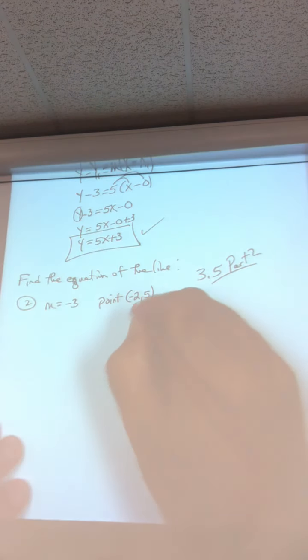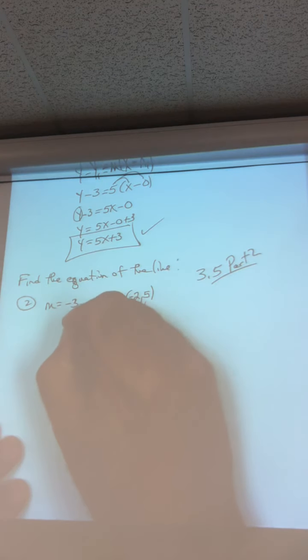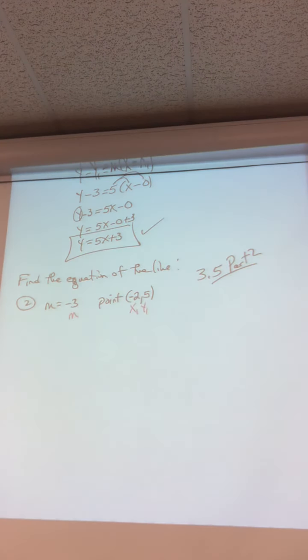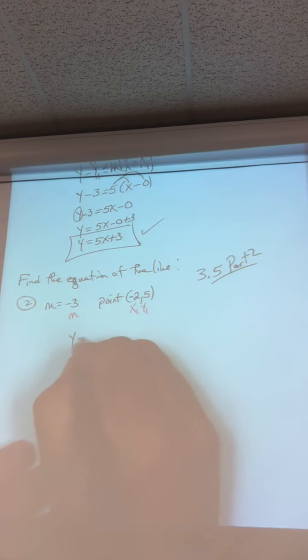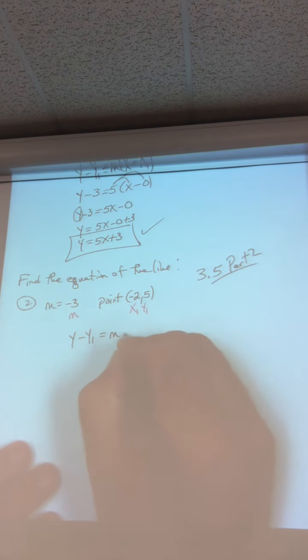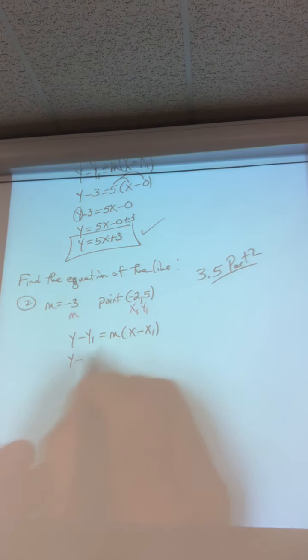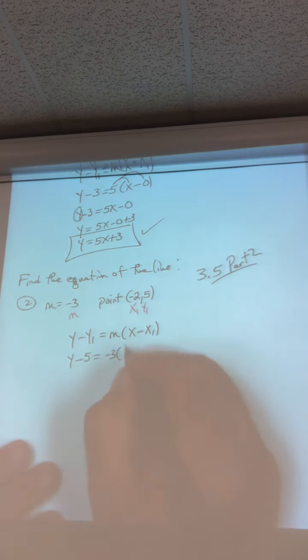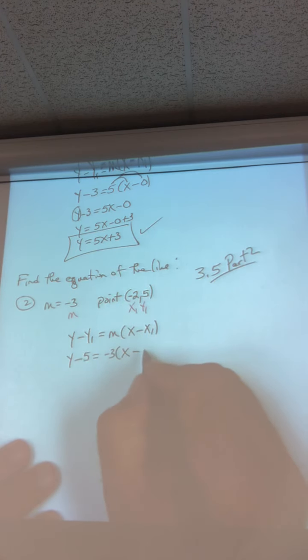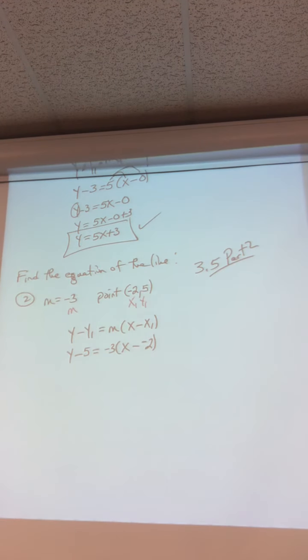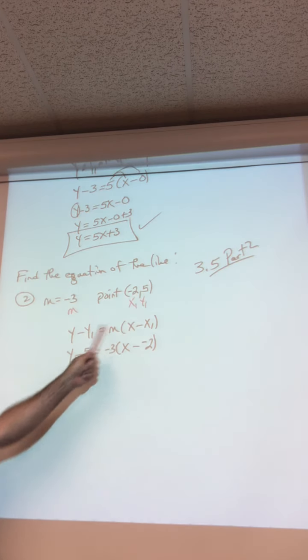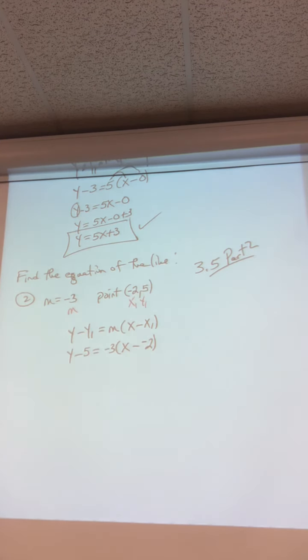So we will call this point x1, y1. Of course, that's m. And so then I'll have y minus y1 equals m times x minus x1. So this would be y minus y1, which is 5, equals m, which is -3, parentheses, x minus x1, which is -2. Yes, you have to put another negative there. You put in for x1 and y1, you don't put in for x and y. That's why they don't have subscripts, by the way.